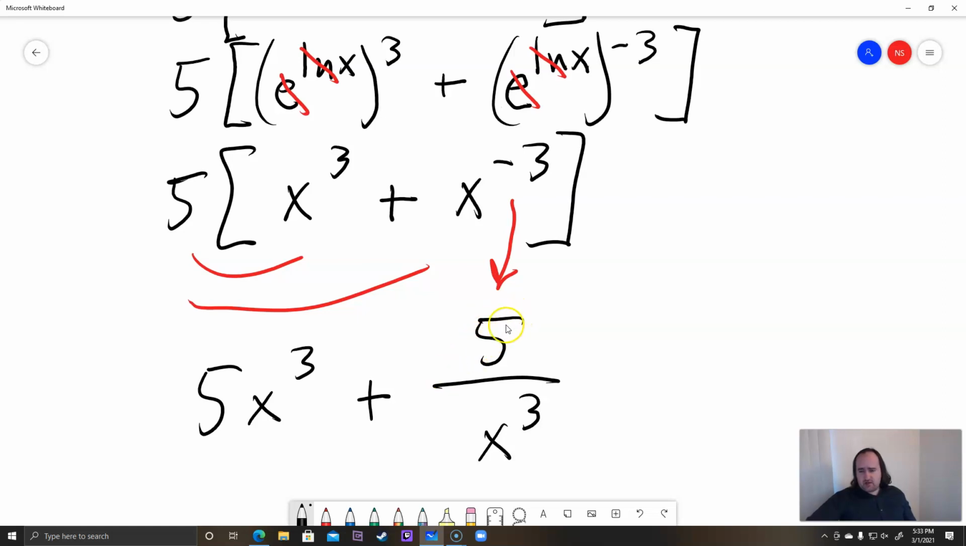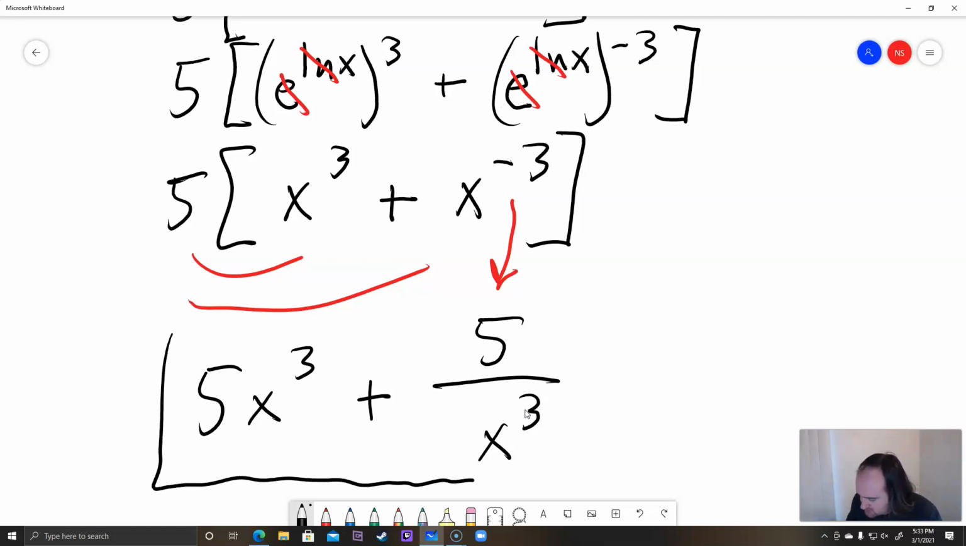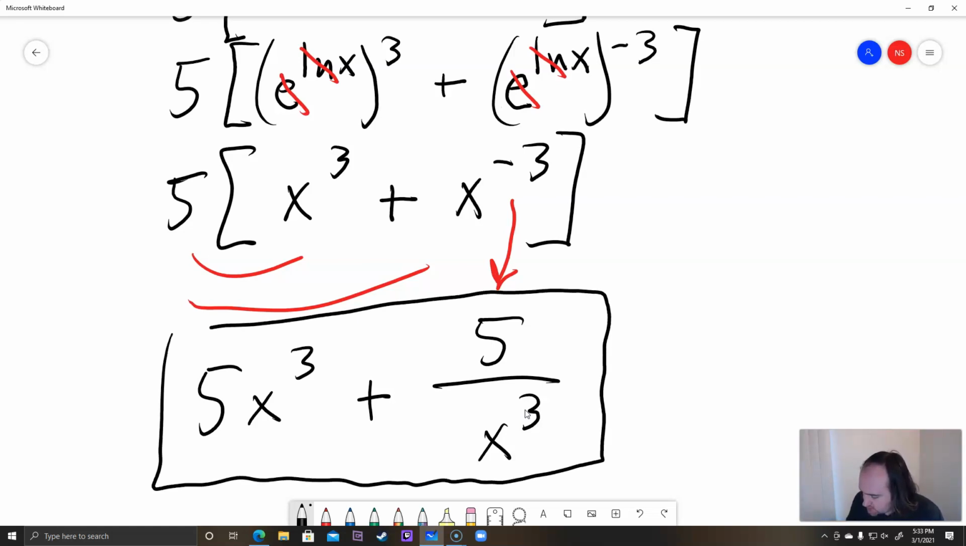Okay, so I distributed the 5 to each term. And then for the second term, the 5 was in the numerator, but the x to the negative 3 went to the denominator and became x to the positive 3. Remember, with exponents, if you move them over the division bar, that changes the sign of the exponent. Okay, and that's actually our answer. So our answer is going to be 5x cubed plus 5 over x cubed. Pretty cool, huh?